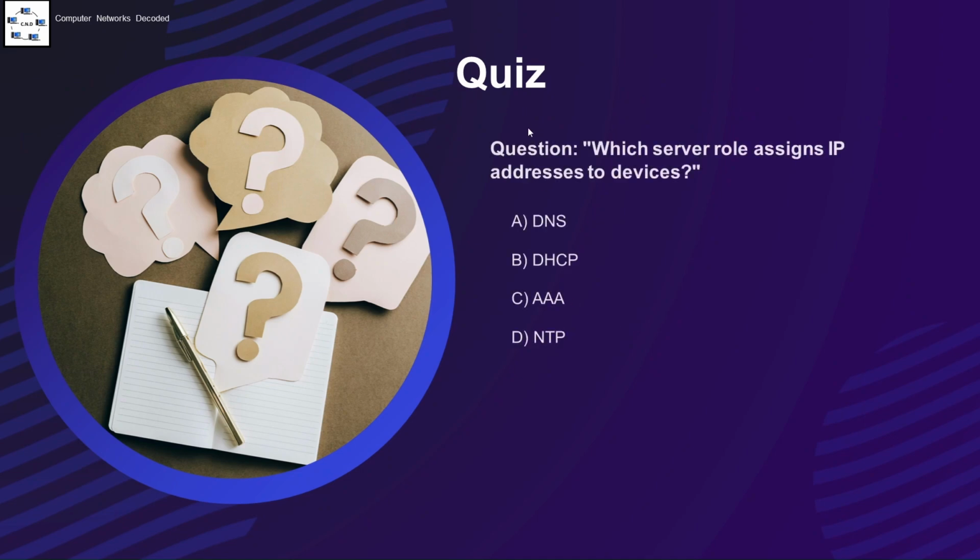So a quick quiz time: which server role assigns IP addresses to devices? The options are option A DNS, option B DHCP, option C AAA, and option D NTP. And the correct answer is, I hope you people know the answer, we just studied it. It is DHCP, Dynamic Host Configuration Protocol. DNS is used to translate domain names to IP addresses. AAA is authentication, authorization, and accounting. And NTP is used to give a centralized time to all devices inside a network.